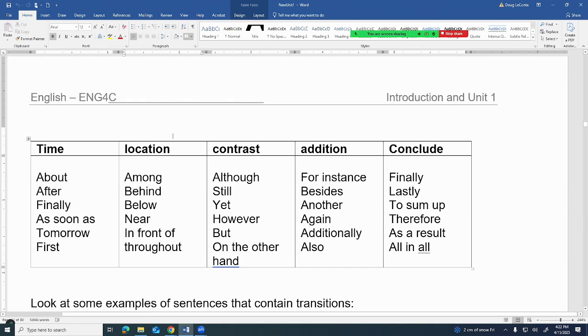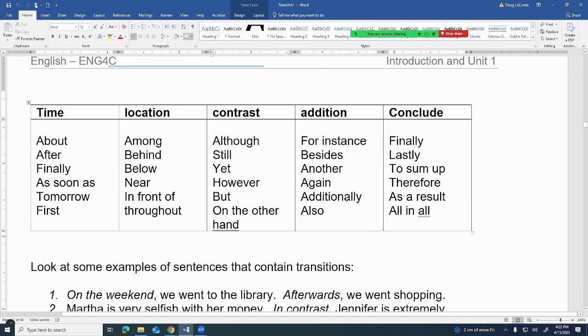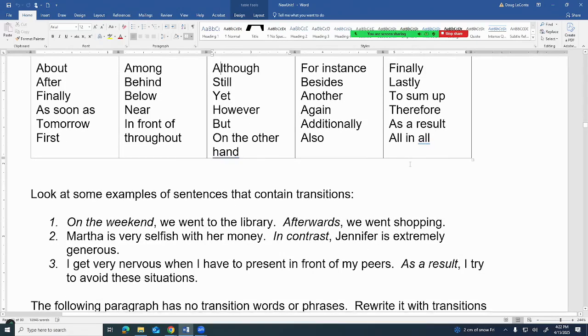If we are contrasting two ideas, my idea is better than your idea, we can use these transitions: although, still, yet, however. But on the other hand, if we're adding more ideas in our paragraph, we could use transitions like for instance, besides, another, again. And then for concluding transitions, finally, lastly, to sum up, therefore.